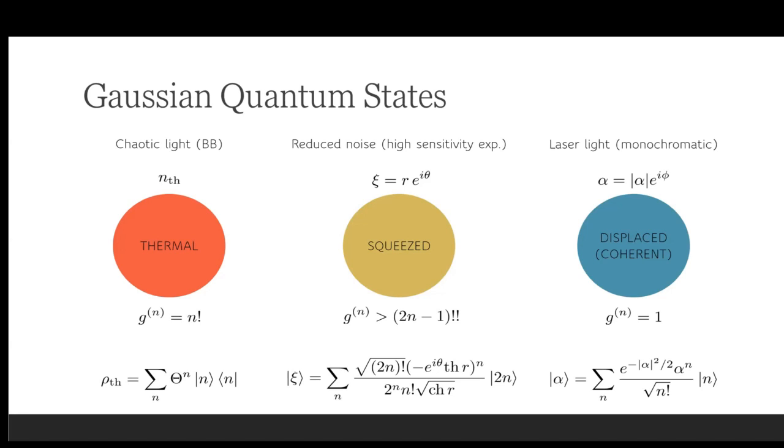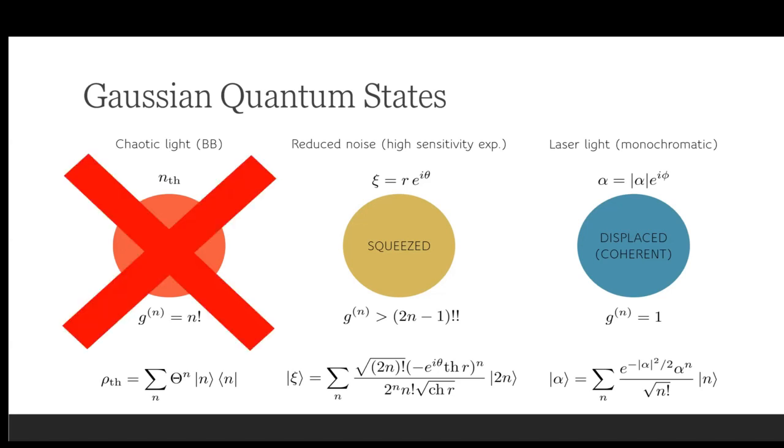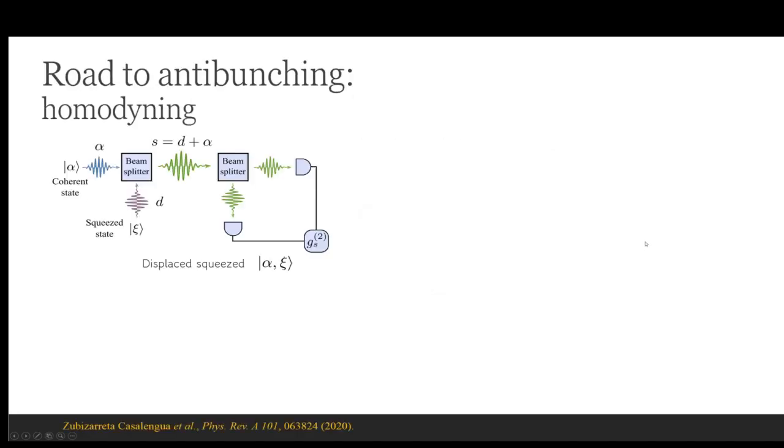Now we will forget about the thermal light because its effect is not very important for what I'm going to talk about later, and we will focus on what happens if I try to combine the squeezed and the displaced state. A physical way to do this is to use a homodyne scheme in which we mix, through a beam splitter, the light coming from the coherent state and the light coming from the squeezed state. We mix them, and then we want to analyze what happens with the mixed statistics.